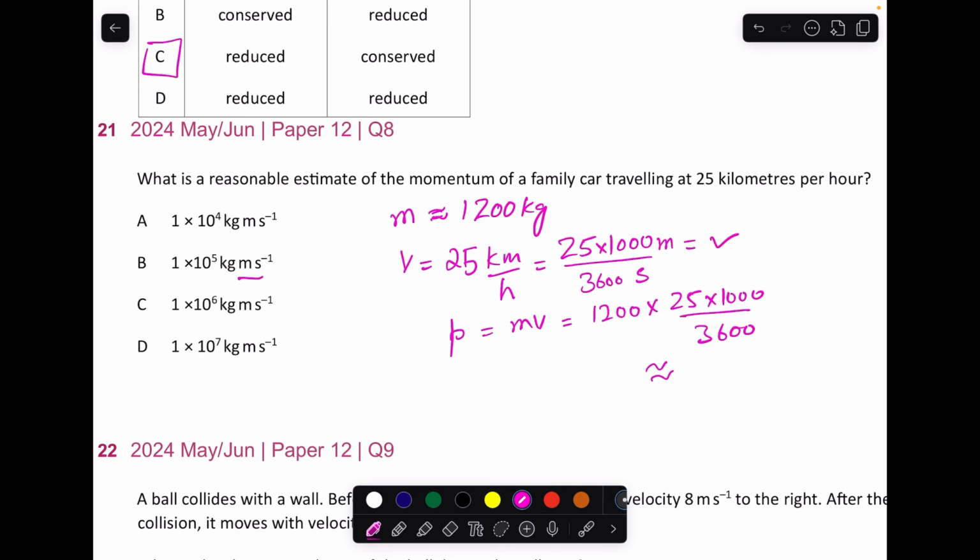Let me calculate this. We have 25 times 1200 times 1000 divided by 3600. That will give you 333.33, and so that can be equal to 10,000 or something. This is the estimate, the best estimate here.